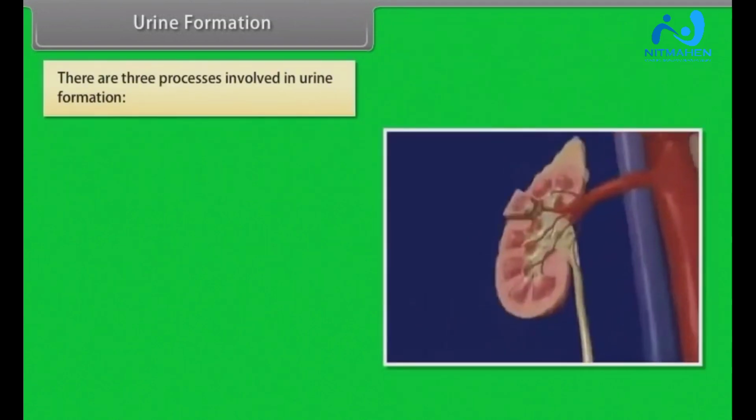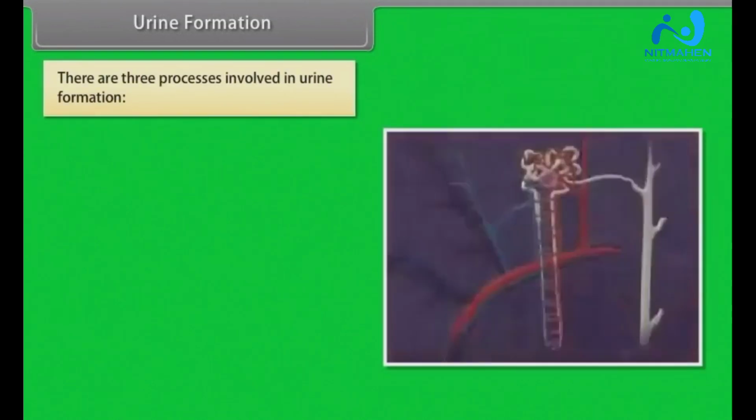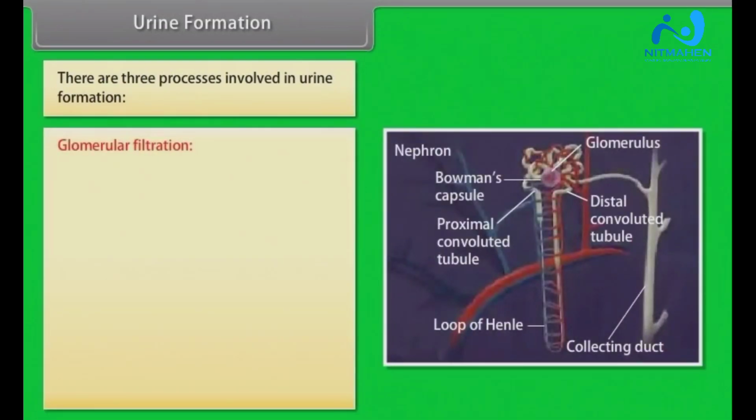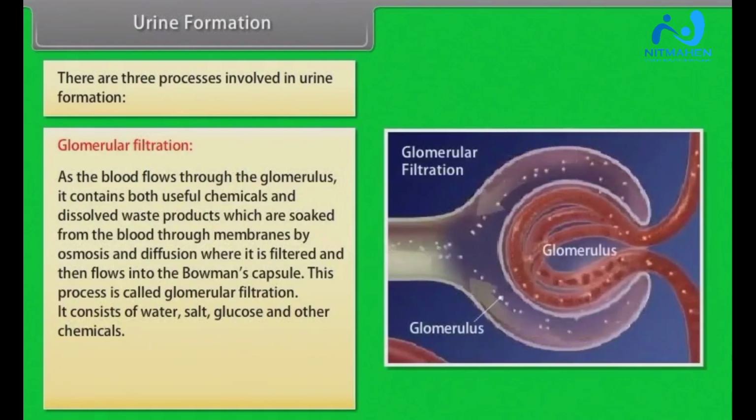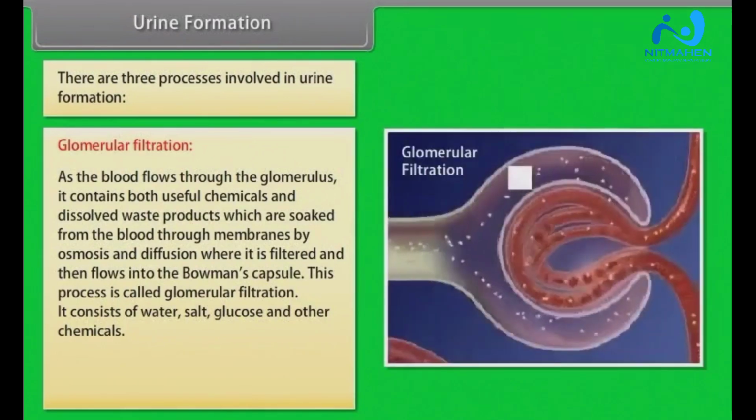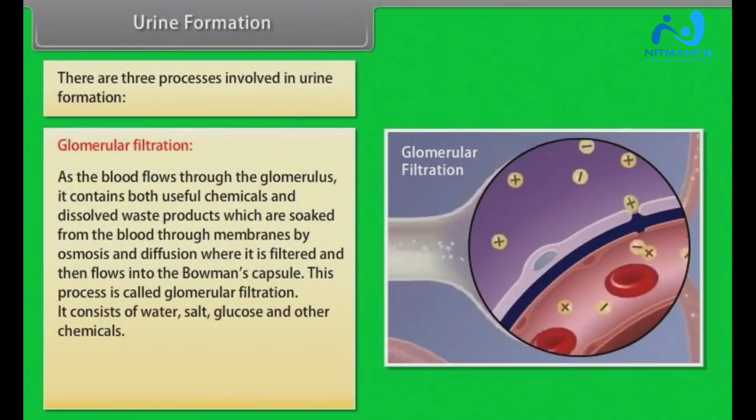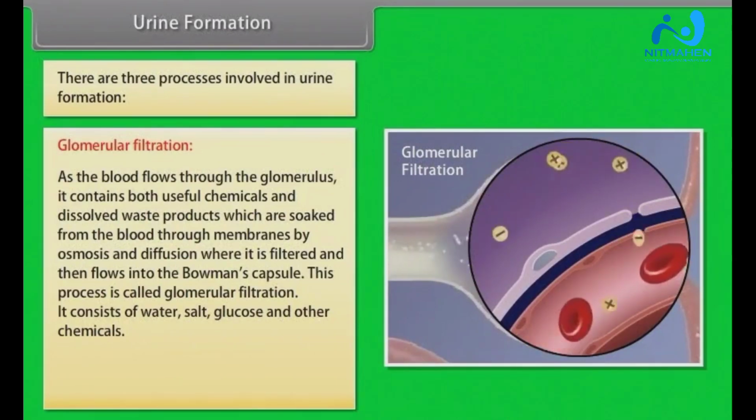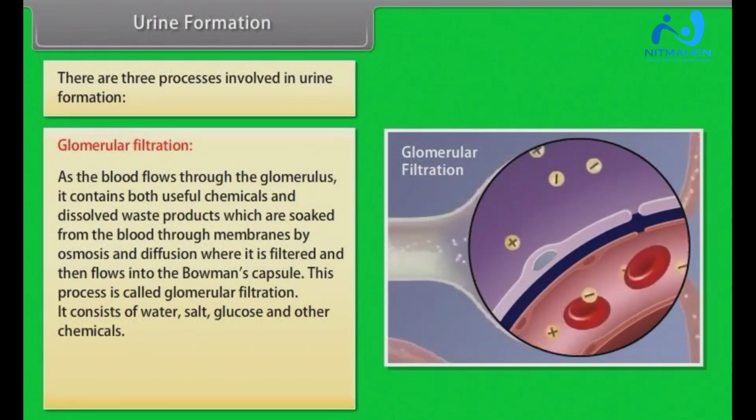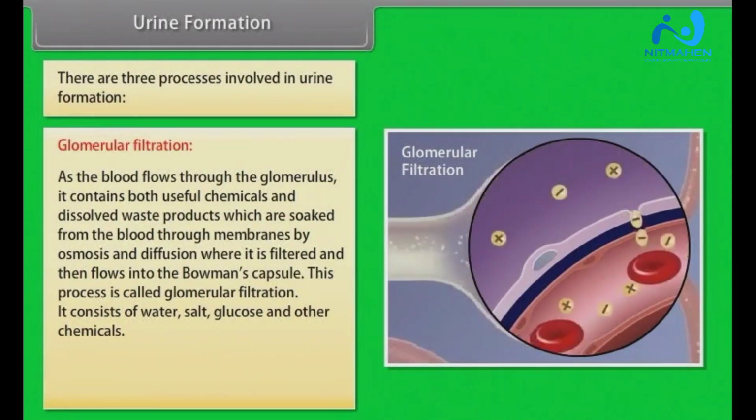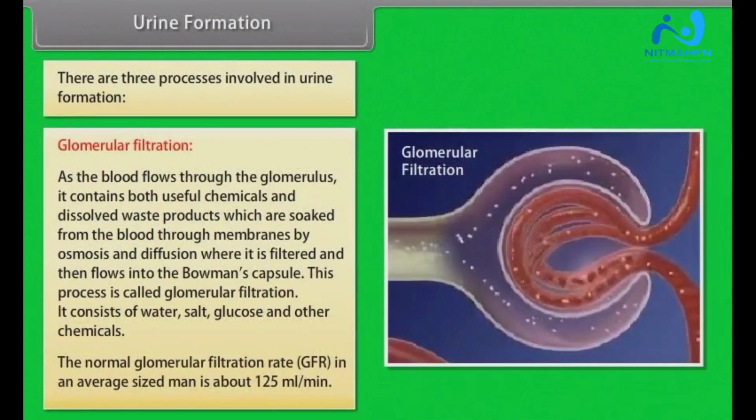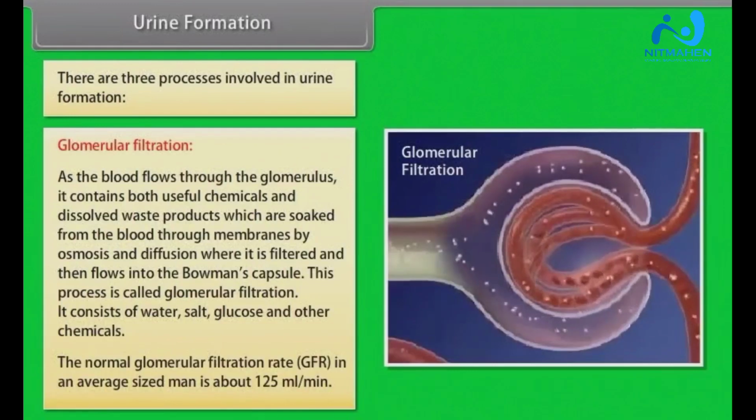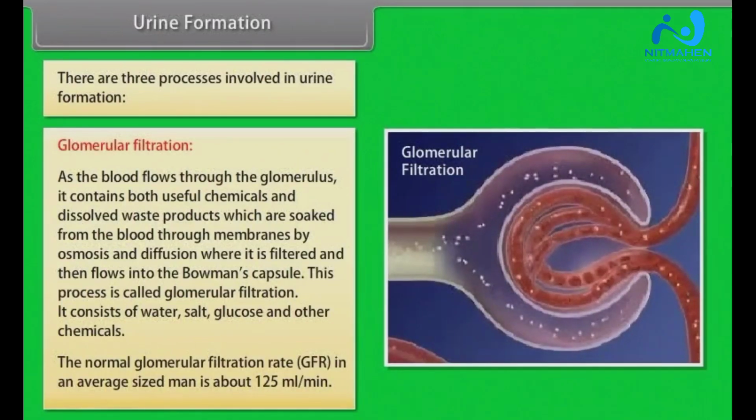Urine formation. There are three processes involved in urine formation. First is glomerular filtration. As the blood flows through the glomerulus, it contains both useful chemicals and dissolved waste products, which are soaked from the blood through membranes by osmosis and diffusion, where it is filtered and then flows into the Bowman's capsule. This process is called glomerular filtration. It consists of water, salt, glucose, and other chemicals. The normal glomerular filtration rate, GFR, in an average-sized man is about 125 milliliters per minute.